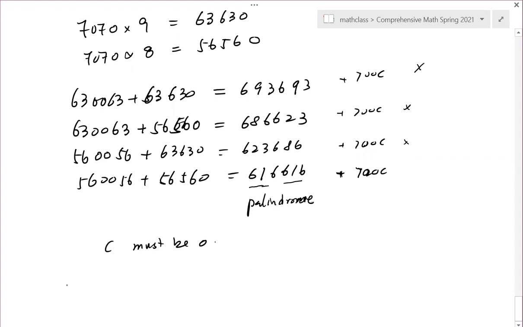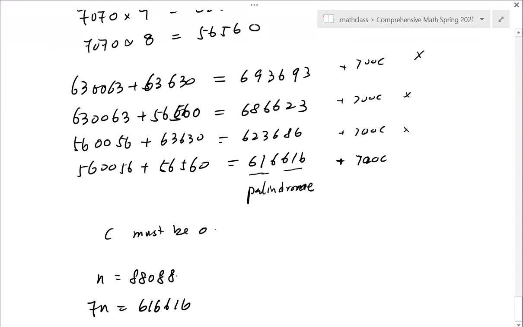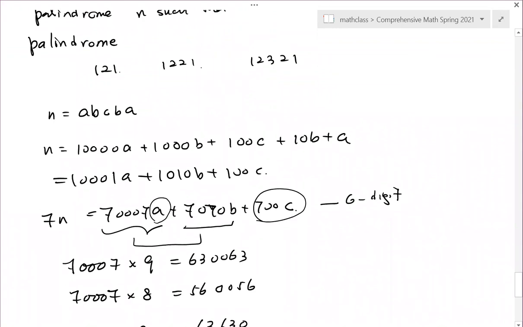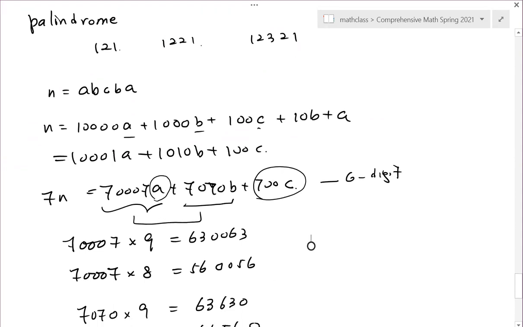Okay. So the answer is, the number n is going to be 88088. Okay. And then 7n, you will see that is going to be 616616. Yeah, that's a surprise. Yeah. So the idea is that when you do this type of problem, first of all, you express it in the form like that. So basically, you only have three unknowns. Okay. Then you multiply n by 7, then you get the expression like that.